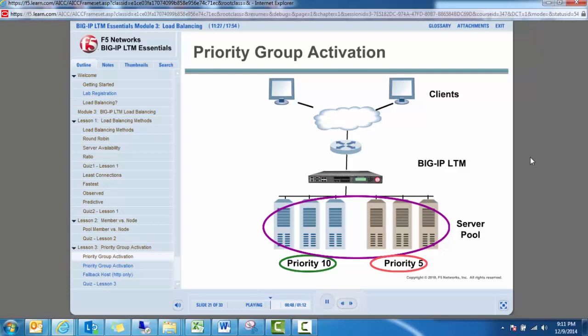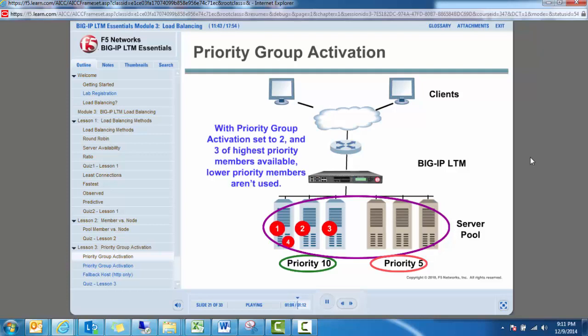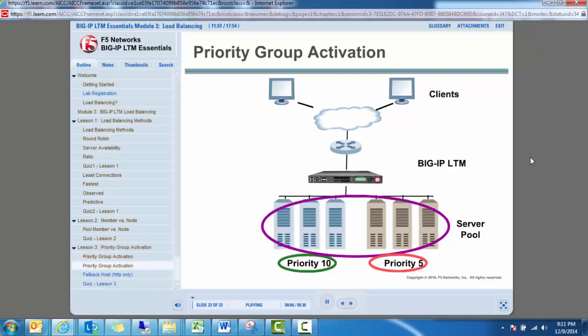If Priority Group Activation is set to 2, BIG-IP will use available members with the highest priority number first. It will then add all pool members at the next lower priority level until a total of 2 available members is obtained. In this case, if at least 2 priority 10 pool members are available, those servers will receive all the requests. But let's suppose 2 of the priority 10 pool members are marked offline.